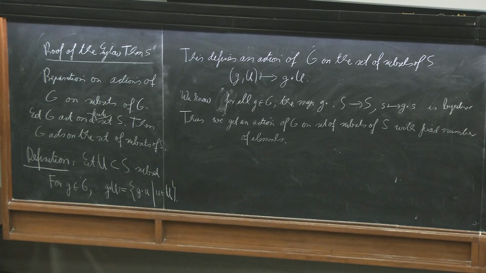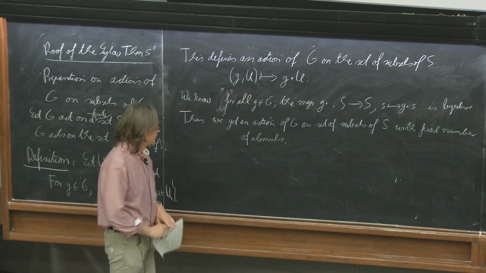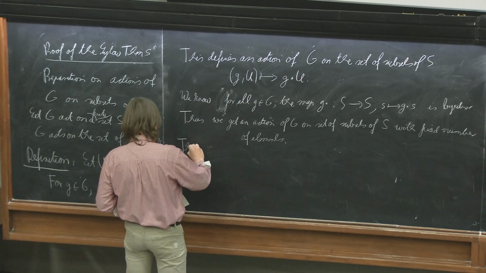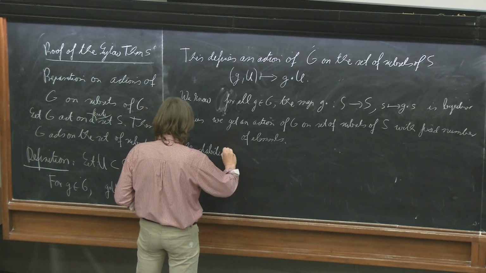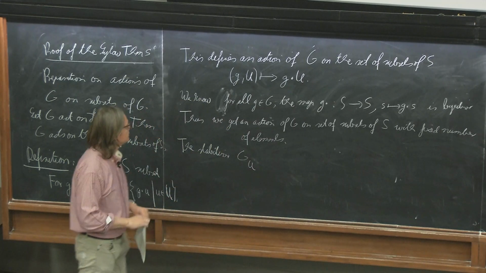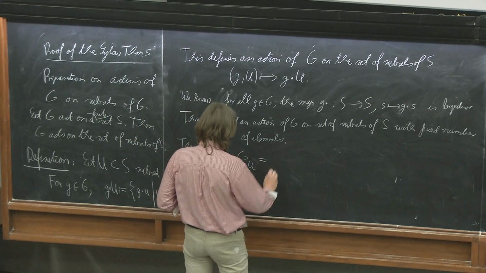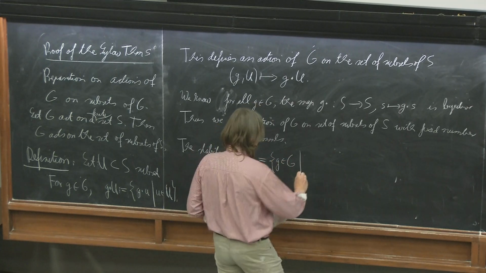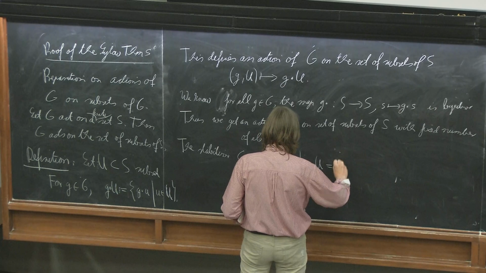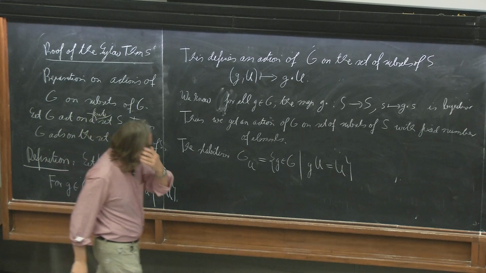So this was okay. And one thing that we are interested in is the stabilizer of the set U under this action. So the stabilizer G_U, by definition, it's the stabilizer for this action on sets. So this is therefore the set of all g in G such that gU is equal to U. So we assume that our set S is finite anyway.